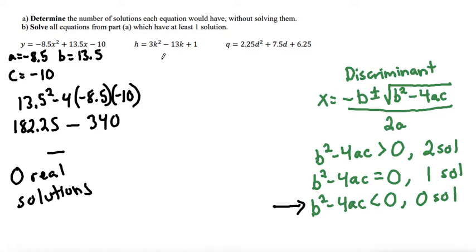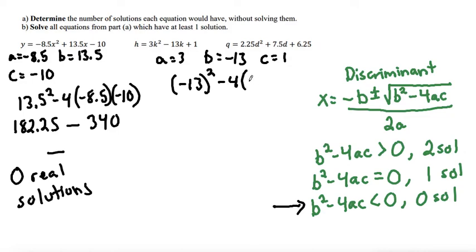We can do the same thing for the next part. We find our a, our b, and our c, and then we plug them into our discriminant and find the number of solutions. Let's go ahead and do that for this one. If a is equal to 3, b is equal to negative 13, and c is equal to 1, then plugging it in, b squared would be negative 13 squared. Notice I'm including that negative inside the square, because when we square a negative, it makes a positive. And then minus 4 times a, which is 3, times c, which is 1.